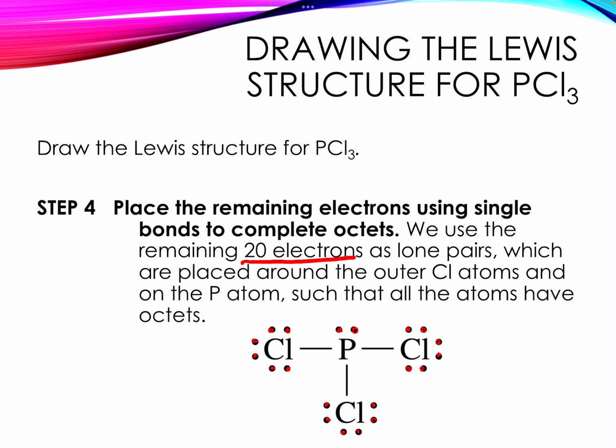Okay, and our last step is to make sure that every atom has an octet. So like chlorine over here has 2, 4, 6, 8. This chlorine has 2, 4, 6, 8. Oops, don't think of that as a double bond. This chlorine has 2, 4, 6, 8, and phosphorus has 2, 4, 6, 8. So all of these atoms have a complete octet, and we use the correct number of electrons in our structure. So always double check both of those things before you decide that you're done.